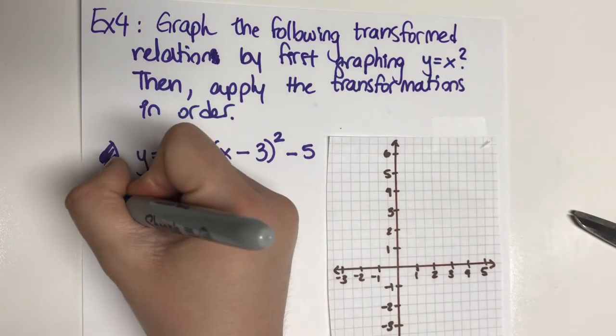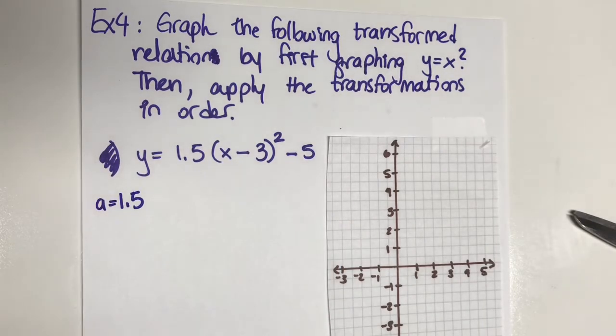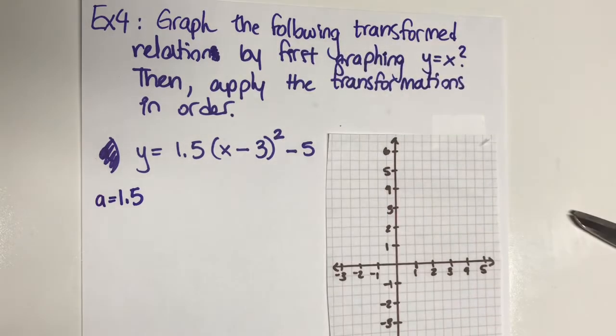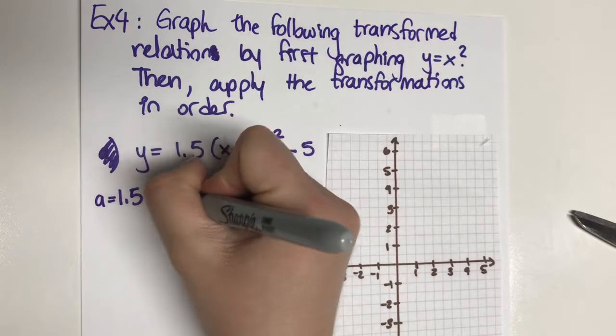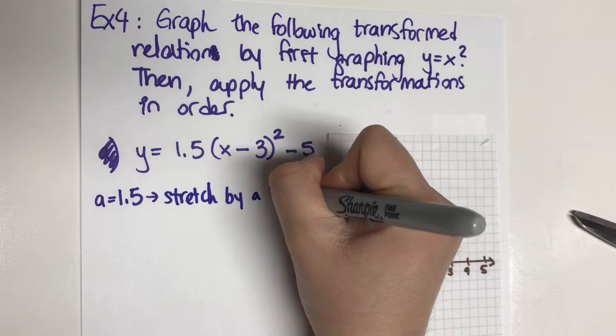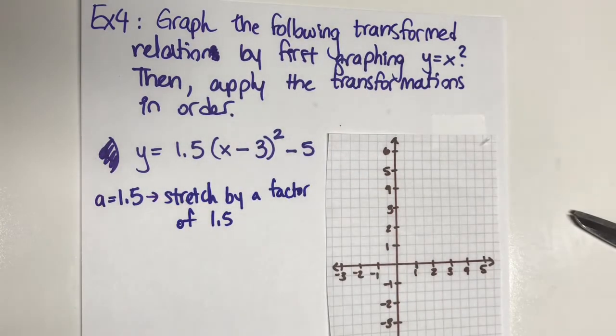My a is 1.5. And if I were to look at where that is on my number line, 1.5 is right here. It's between 1 and 2, so that means it's a stretch. Stretched by a factor of... So that's why I like thinking about it as a number line, because if you're just thinking about it as, well, a decimal and a fraction is a compression, then this is a decimal, but it's still a stretch.